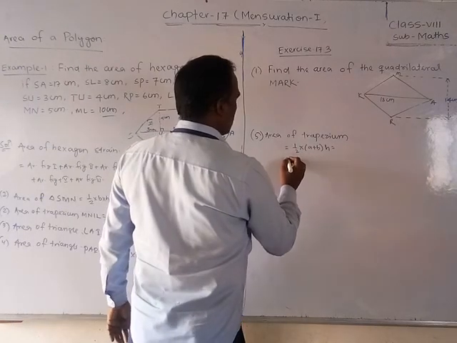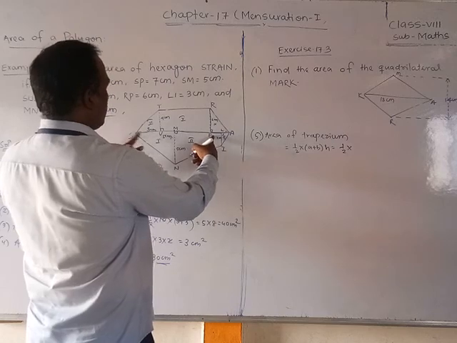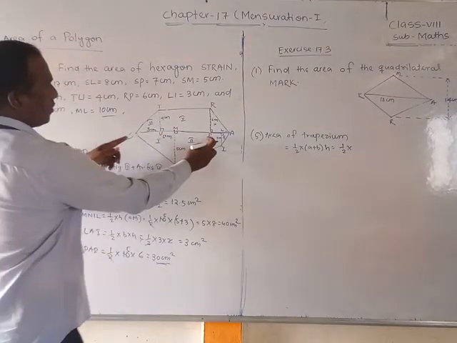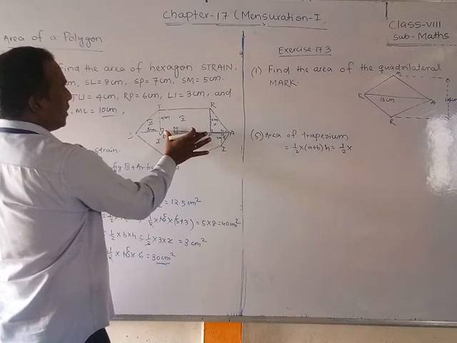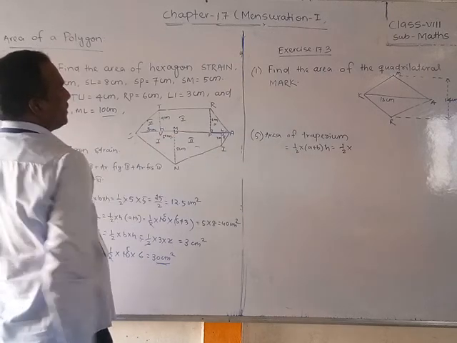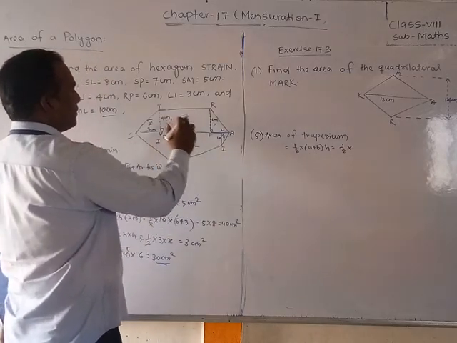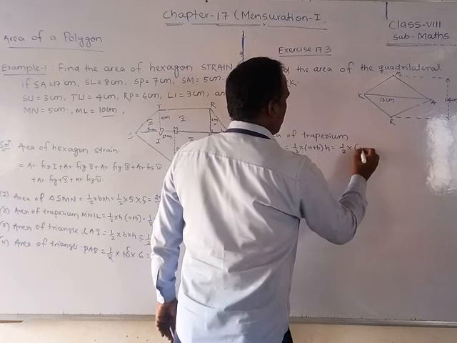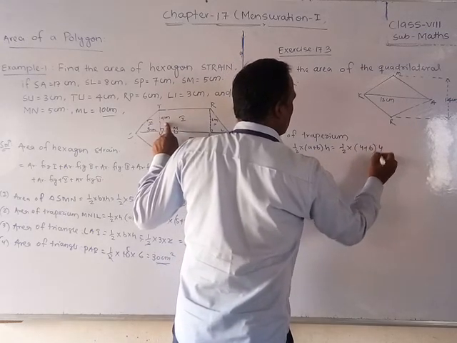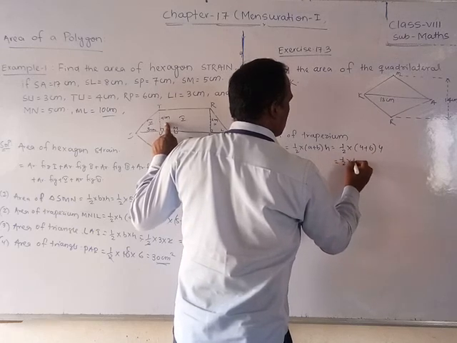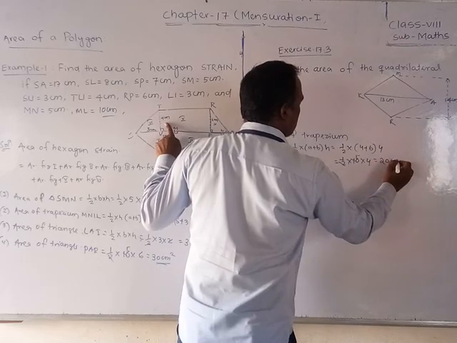Okay. So it is equal to half into here to here, total 7. If we take out 3 centimeter from here, then how much will it come? This will become 4 centimeter. So 4 is the height. So (A plus B) means 4 plus 6, into height, which is 4 centimeter. Half into 10 into 4 is equal to 20 centimeter square.